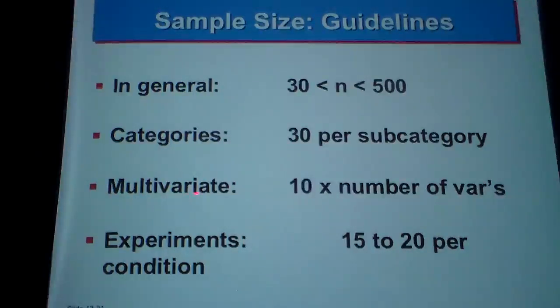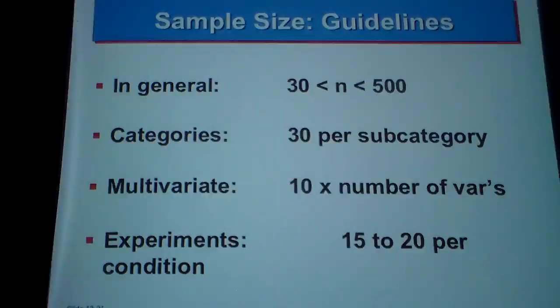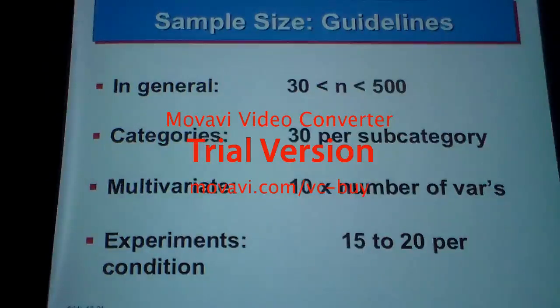If you are dealing with multivariate data, for each element you have different values that describe that element. So you should have 10 elements times the number of variables in each element.